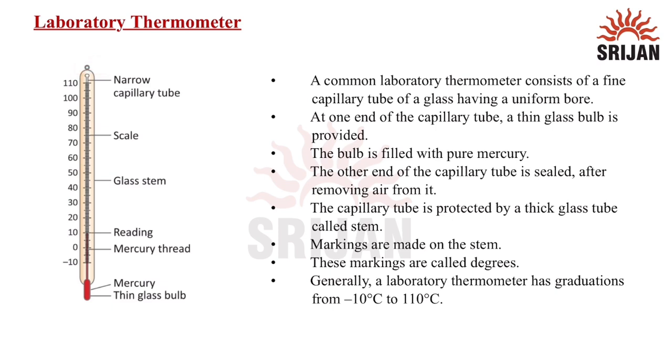Now, the capillary tube is protected by a thick glass called the stem. So, this is the capillary tube and this is the stem part. Now, there are markings made on the stem. These are called degrees. So, this is minus 10 degrees up to 110 degrees. Generally, a laboratory thermometer has graduations from minus 10 degrees Celsius to 110 degrees Celsius.